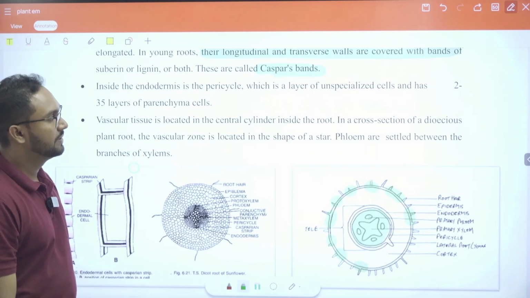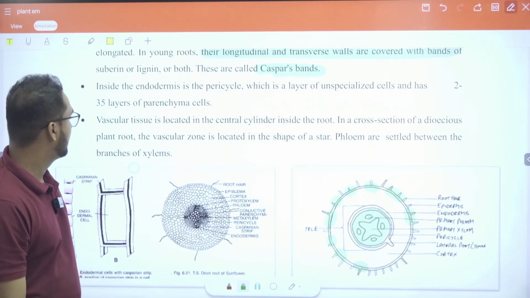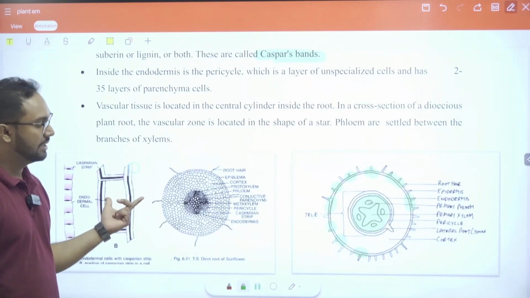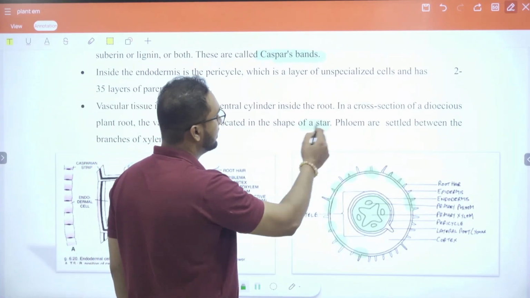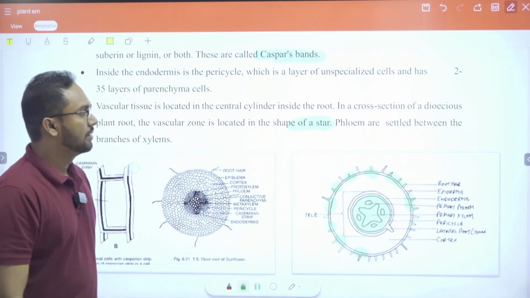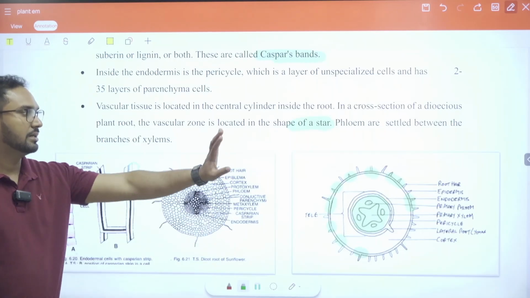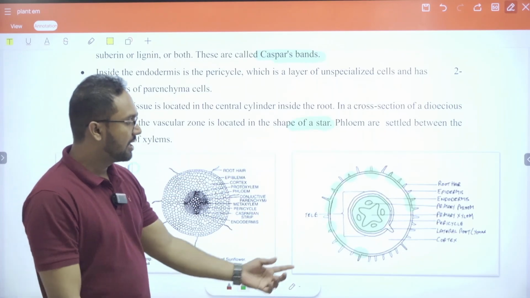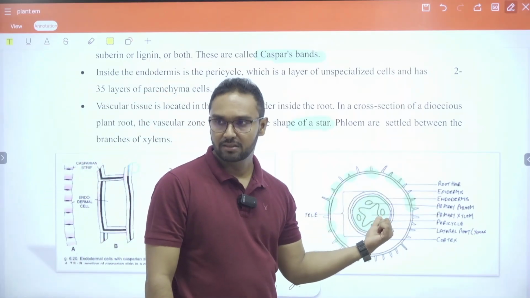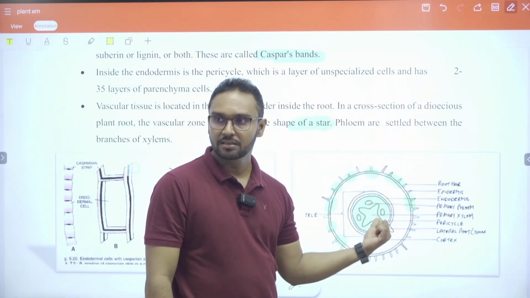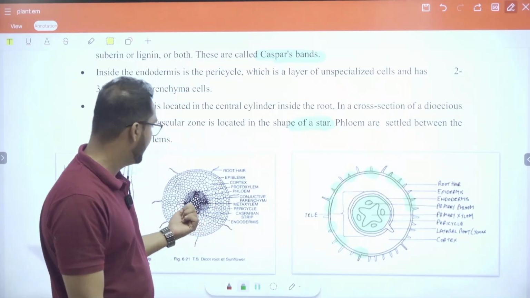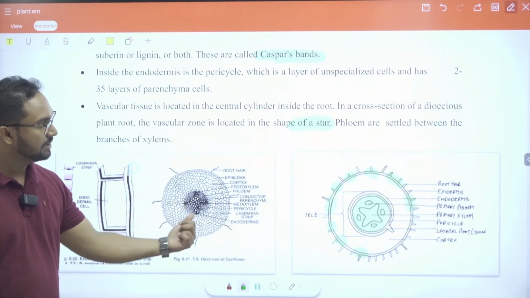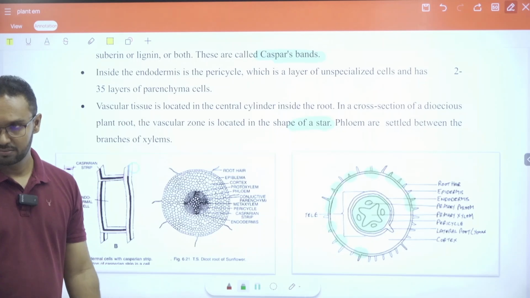In cross section of a dicotyledonous plant, the vascular zone is located in the shape of a star. මේකෙන් තමයි අපිට root එක dicotyledonous ද monocotyledonous ද කියලා identify කරන්න පුළුවන්. මෙන්න මේ star shape එකකින් vascular bundle එක තියෙනවා නම් ඒක dicot එක. මෙහෙම තියෙනවා නම් ඒක monocot එක. හරි.